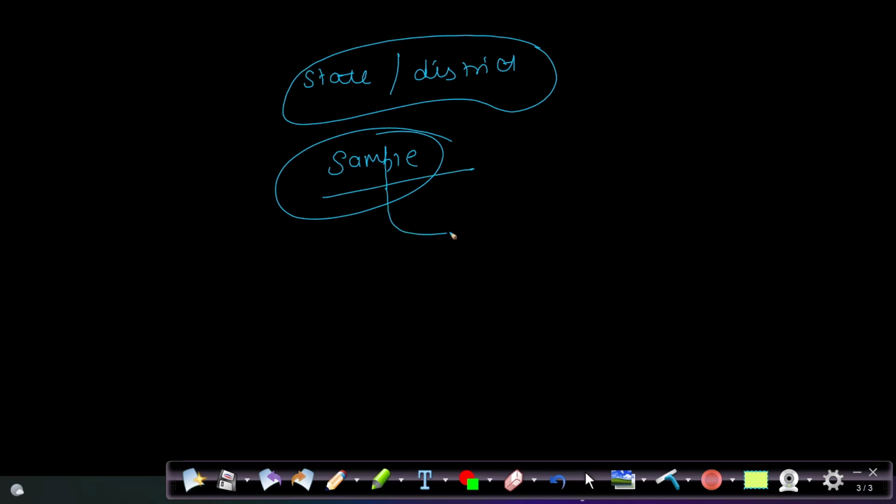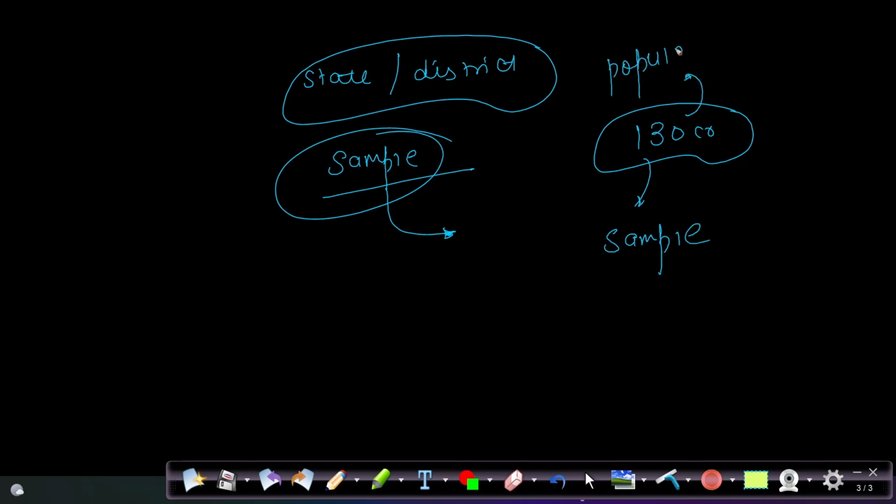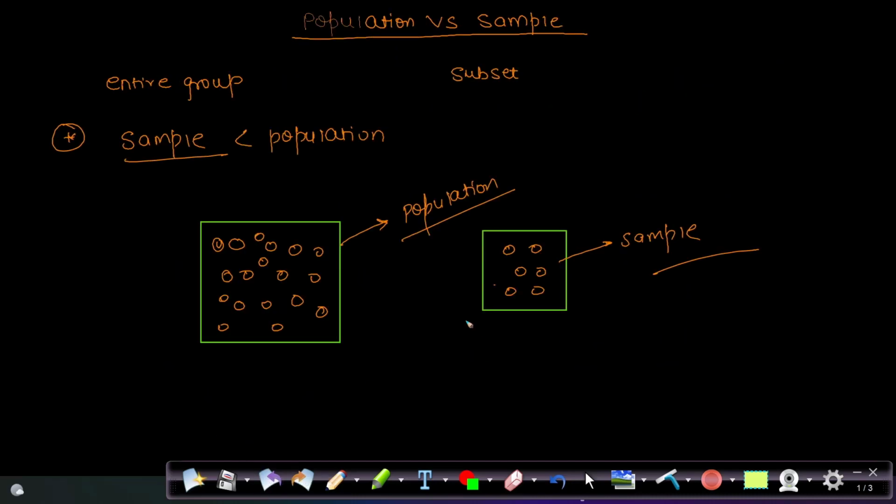So what had you collected? Among the 130 crore, you had taken some data, that is nothing but your sample, and the whole 130 crore is your population. From this sample you will draw a conclusion about which party is going to win. This is the major difference between population and sample. I hope you get it.